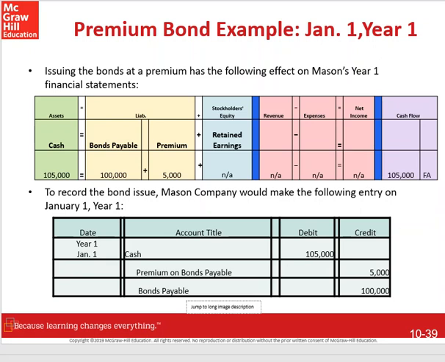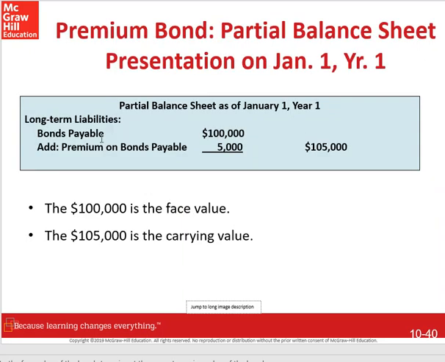So on our balance sheet, what's going on? We show bonds payable $100,000, and then immediately beneath it, we show our new liability account, premium on bonds payable for 5,000, and then 105,000 is the total, and again, that's called the carrying value. Well, guess what? This premium, just like the bond discount, also has to go away over the course of 5 years.